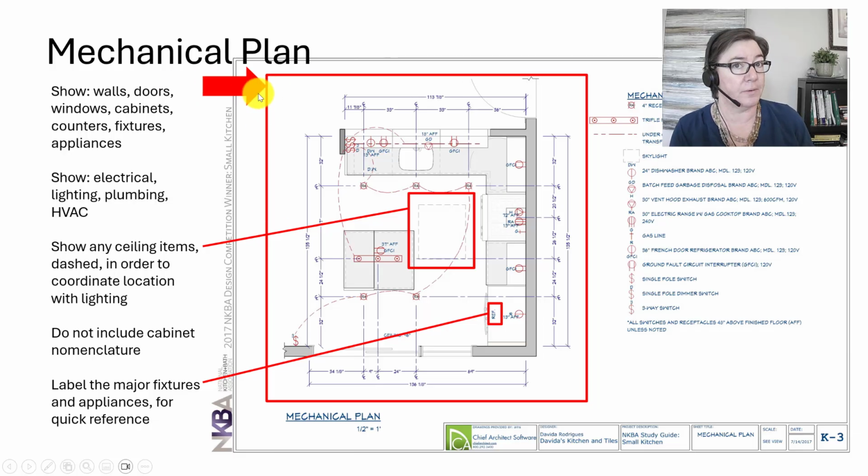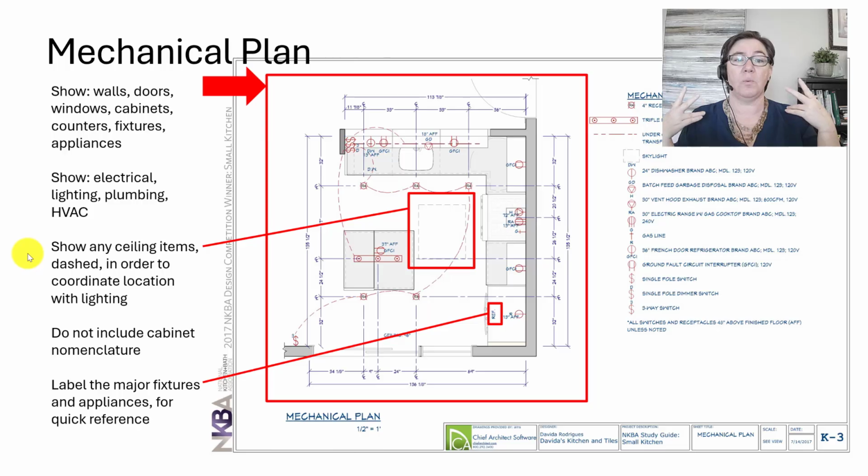You're going to show walls, doors, and windows. You also show the cabinets, the countertops, the fixtures, and appliances. You're going to show, like I mentioned, all electrical, lighting, plumbing, and HVAC. You also show any ceiling items. They should be dashed, like this example here, in order to coordinate location with lighting. Now, if you have a complicated ceiling, you might do a separate reflected ceiling plan, and that would be totally fine. But if you don't have that, you want to include it here.